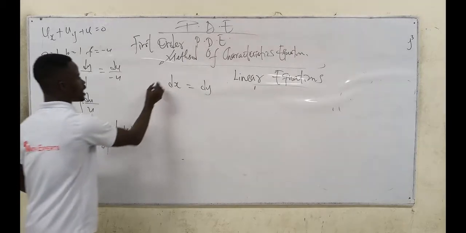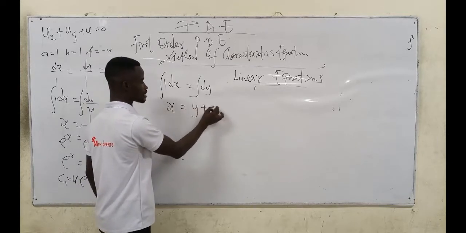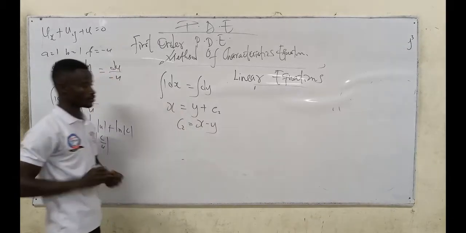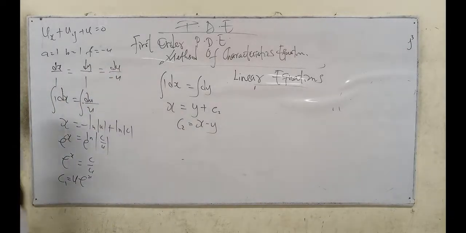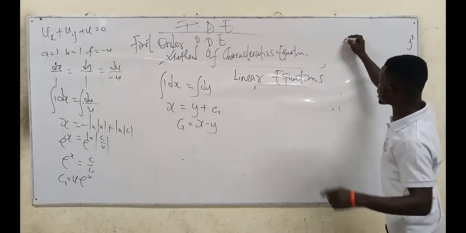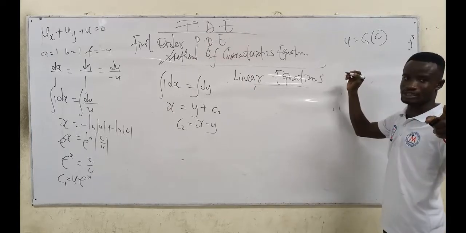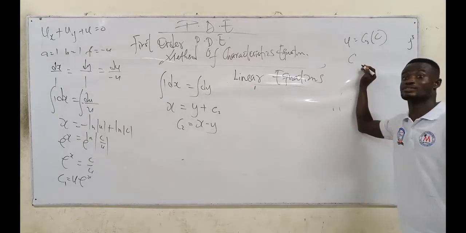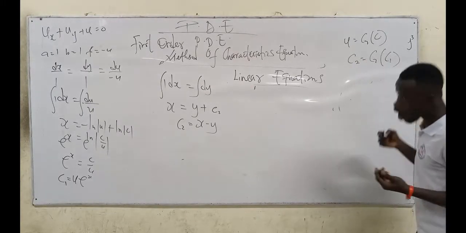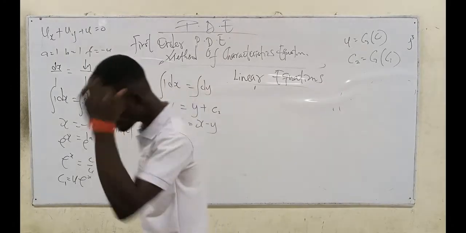Why you pick the first and the third? So you integrate it. Y plus C2. So C2 is equal to something minus. But here, listen here. It won't be like the first one that used equal to G of C. Since we have two constants here, whether this one, it doesn't matter. You can make it C2 is equal to G of C1 or C1, it depends on you. Any of it.